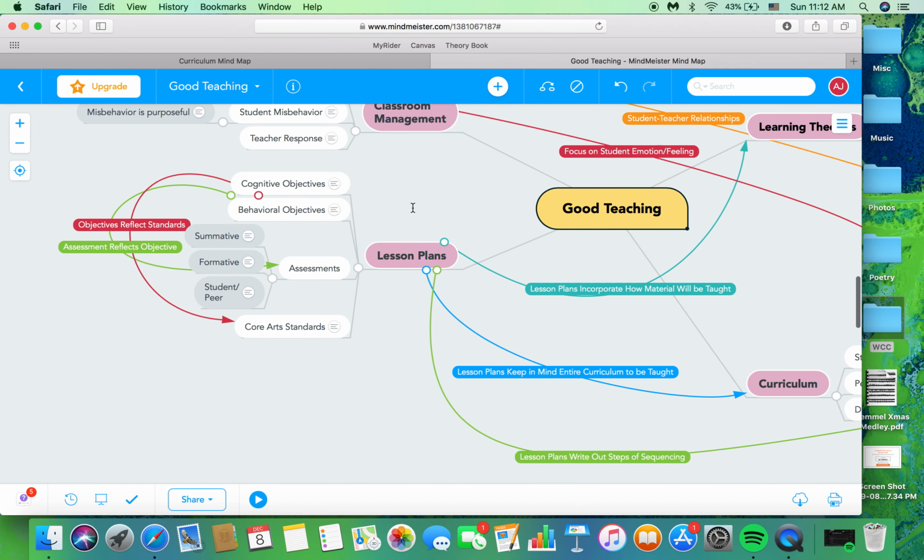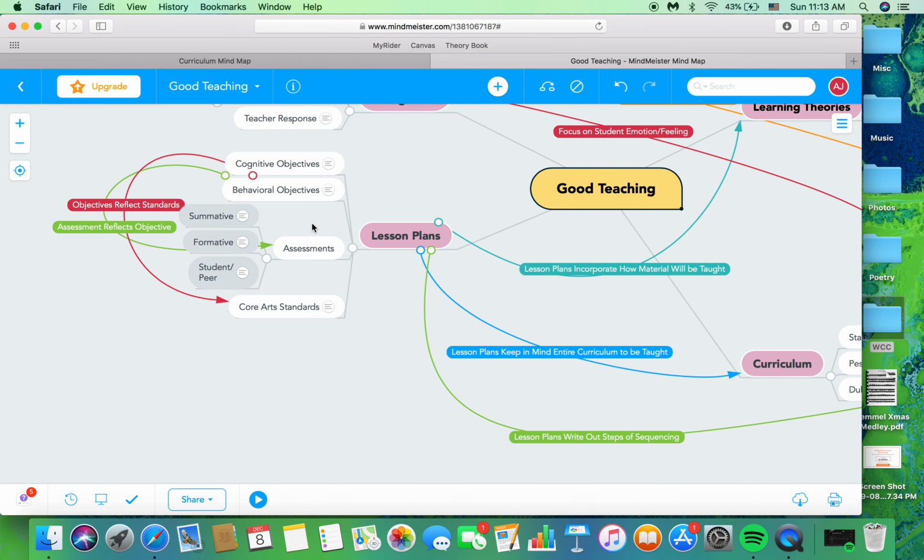So moving on to lesson plans, lesson plans are good to include different objectives. So I have the cognitive objectives, the behavioral objectives that we talked about in class, how to define those, and the different aspects of those are included here. Under assessments, we have the big few that we talked about, like summative and formative, and the student and peer assessments that are different from evaluation. So I have that in there also.